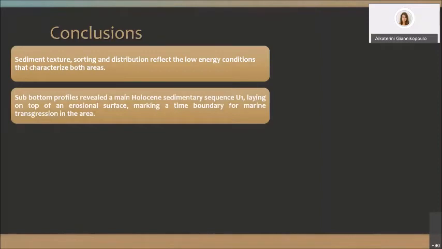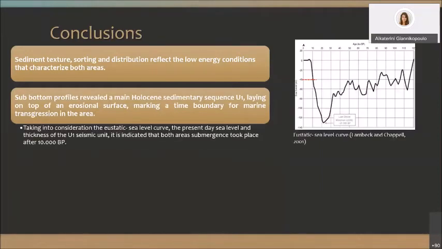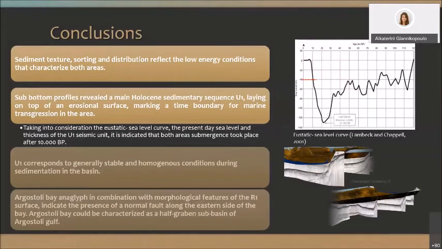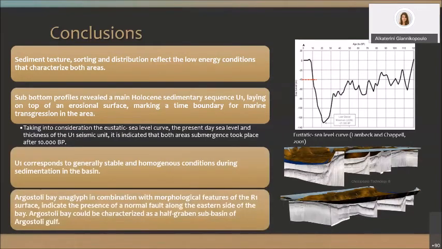Taking into consideration the eustatic sea level curve, the present-day sea level, and thickness of the U1 seismic unit, it is indicated that both areas' submergence took place after 10,000 years ago. Finally, the anaglyph of Argostoli Bay in combination with morphological features of the R1 surface identified in the sub-bottom profiles indicate the presence of a normal fault along the eastern side of the bay. Argostoli Bay could be characterized as a half-graben sub-basin of the main Argostoli Gulf.